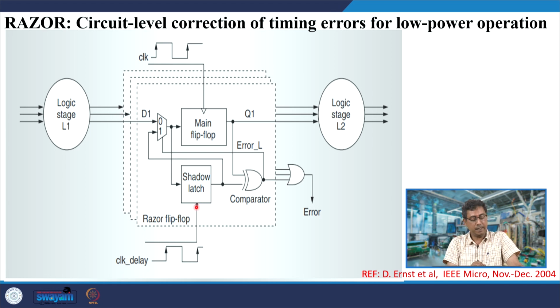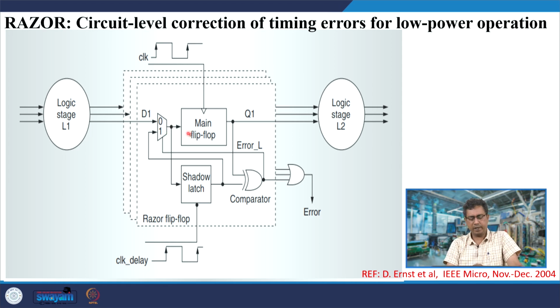Here the basic idea is like this: this is the random logic and the input is coming here. This is the main flip flop. The shadow flip flop has a delayed clock compared to the main flip flop, a locally generated delayed clock. The data would come from here, and if there is a setup time violation, the shadow flip flop finds it.